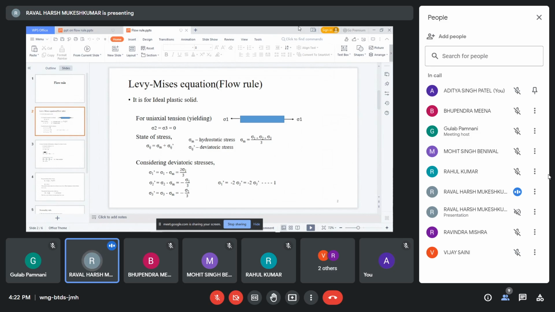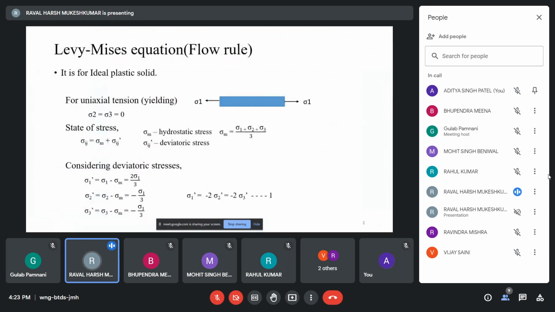So we consider a specimen which is subjected to uniaxial tension sigma 1. We know that the state of stress contains the hydrostatic stress plus the deviatoric stress. But we know that under hydrostatic stress, the change in volume is equal to zero. We have assumed that the change in volume is negligible in case of hydrostatic stress, so we neglect it. Hence, we consider the deviatoric stress, which contributes to yielding, and which defines a sigma.